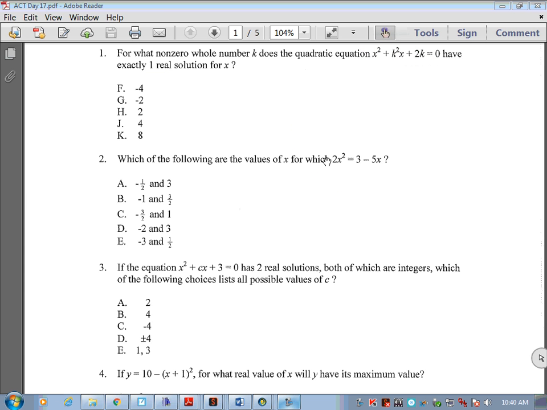All right, so does that clear that up a little bit? All right, anything else, 2 through 4?